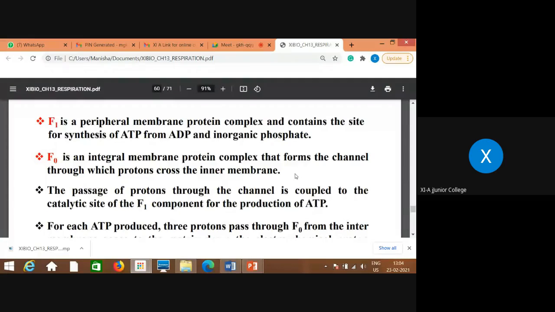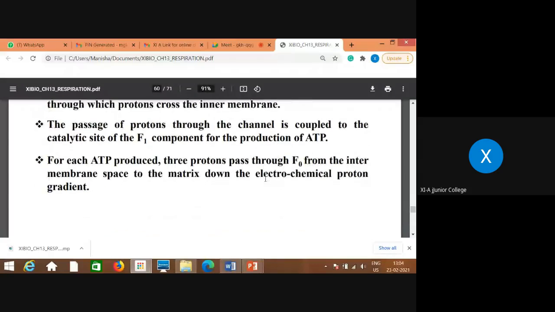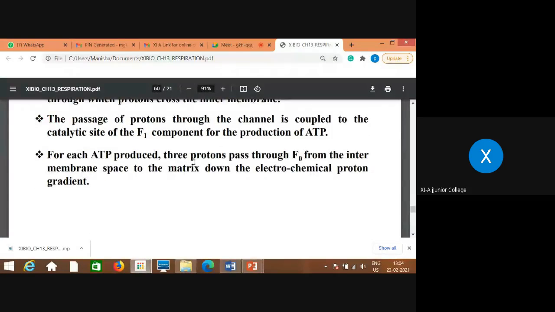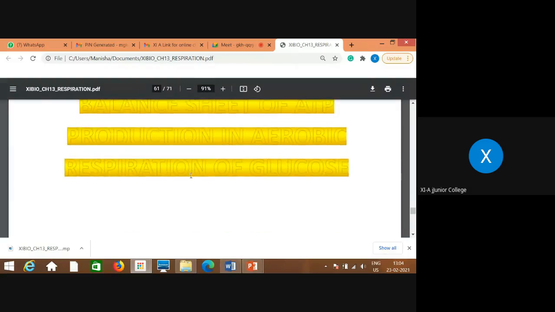I showed you in the reaction itself, in the diagram itself. The passage of protons through the channel is coupled to the catalytic site of F1 components for the production of ATP. So for each ATP produced, 3 protons pass through F0 from the inner membrane space to the matrix down the electrochemical proton gradient. Though you don't understand, it doesn't matter.